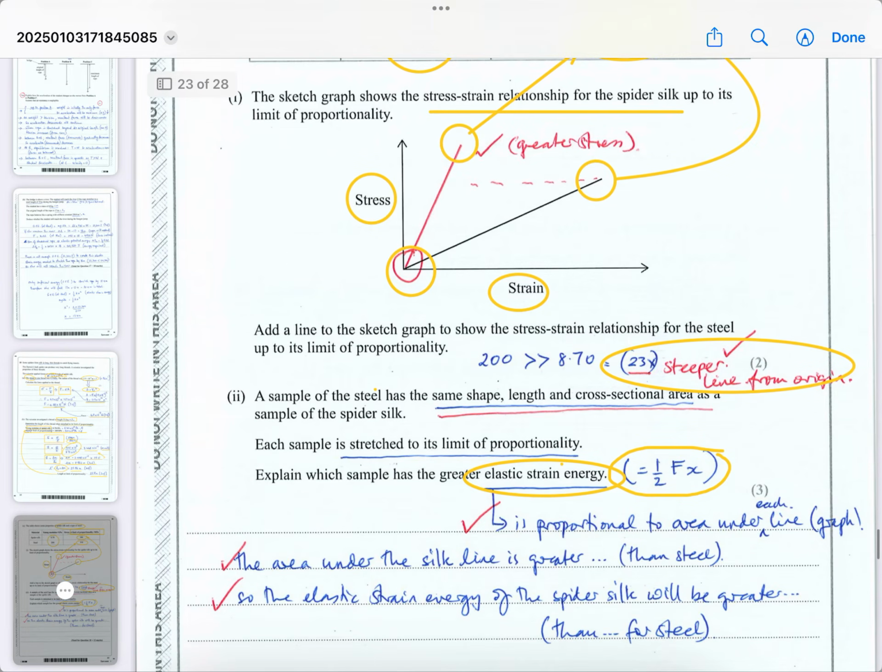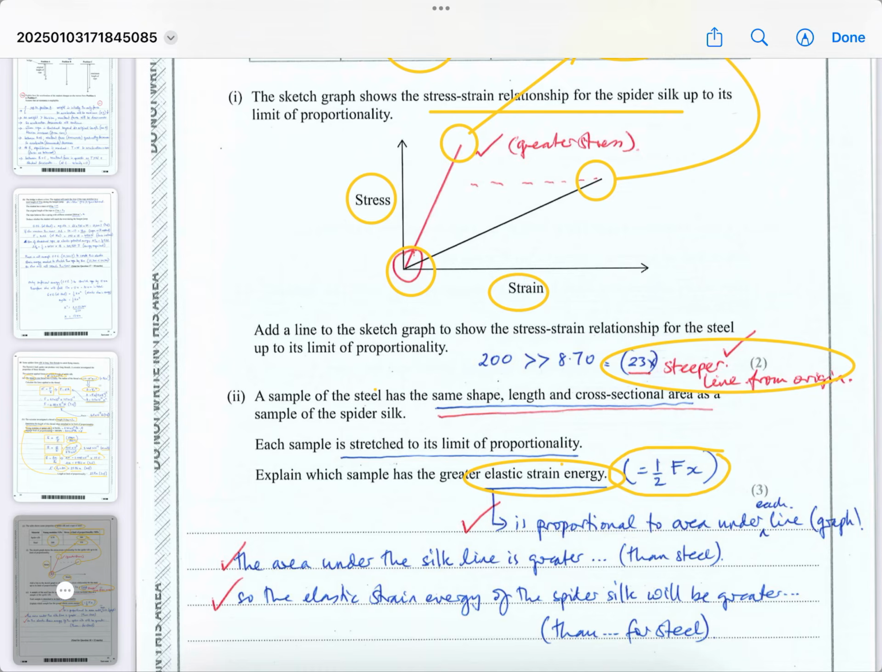So if you think about this, the cross-sectional area is the same for both. Therefore, the force will be proportional to the stress, and since the lengths are the same for both, the strain will be proportional to the extension. So you'll get the same comparison of steepness for F against x as you would for stress against strain. So the force-extension graph will be the same because the dimensions of both samples are the same length and the same cross-sectional area.